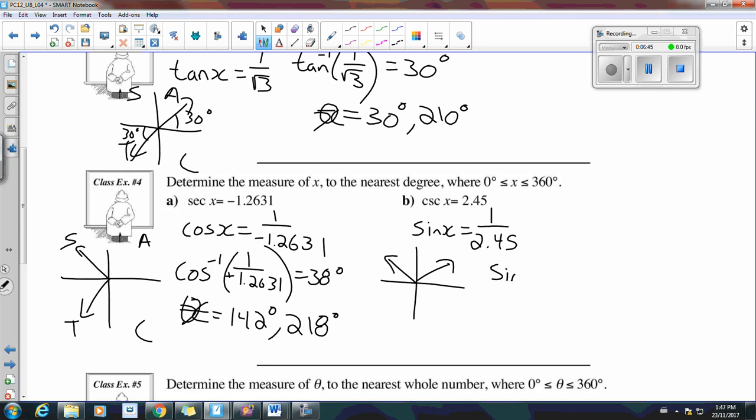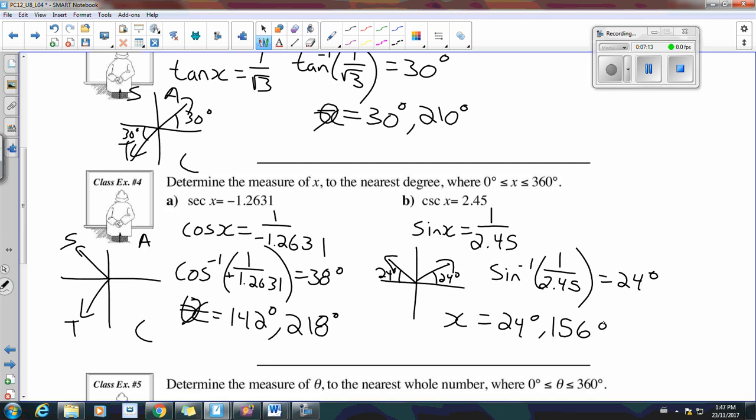So now I can go to my calculator. Sine inverse of 1 over 2.45. This gives us a reference angle of 24 degrees. So this is 24 degrees. This is 24 degrees. So what are our solutions? Well, the answer in quadrant 1 is just equal to the reference angle, so 24 degrees. Quadrant 2, we're going to go 180 minus 24, which gives us an angle of 156.